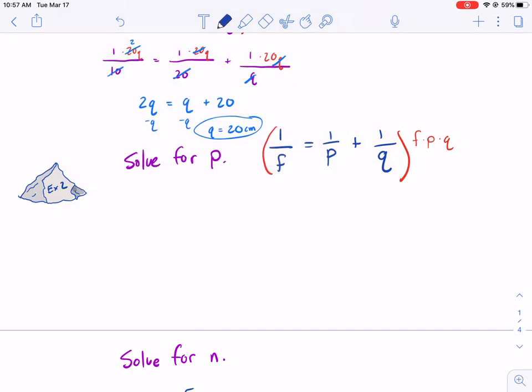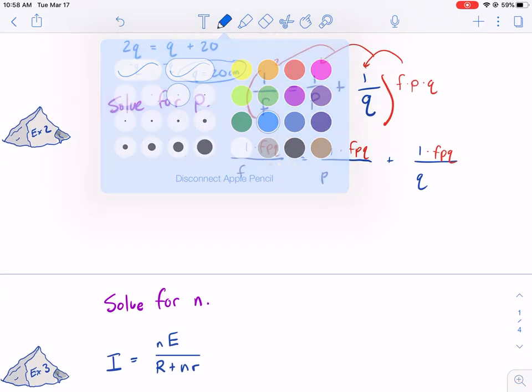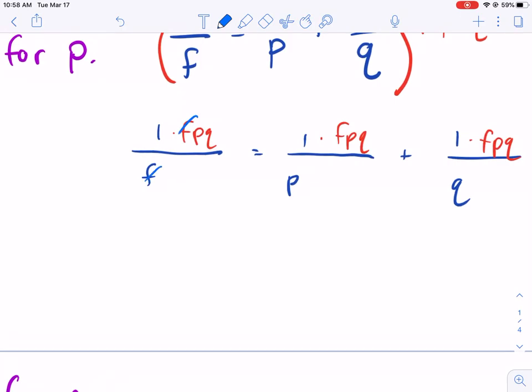Now we do the same thing. We have 1 over f equals 1 over p plus 1 over q. Again, we're doing the same process, distributing to all three terms, times f times p times q. What can we cancel? We can cancel the f with the f, the p with the p, and the q with the q. What's left? pq times 1, which is just pq, equals fq plus fp.